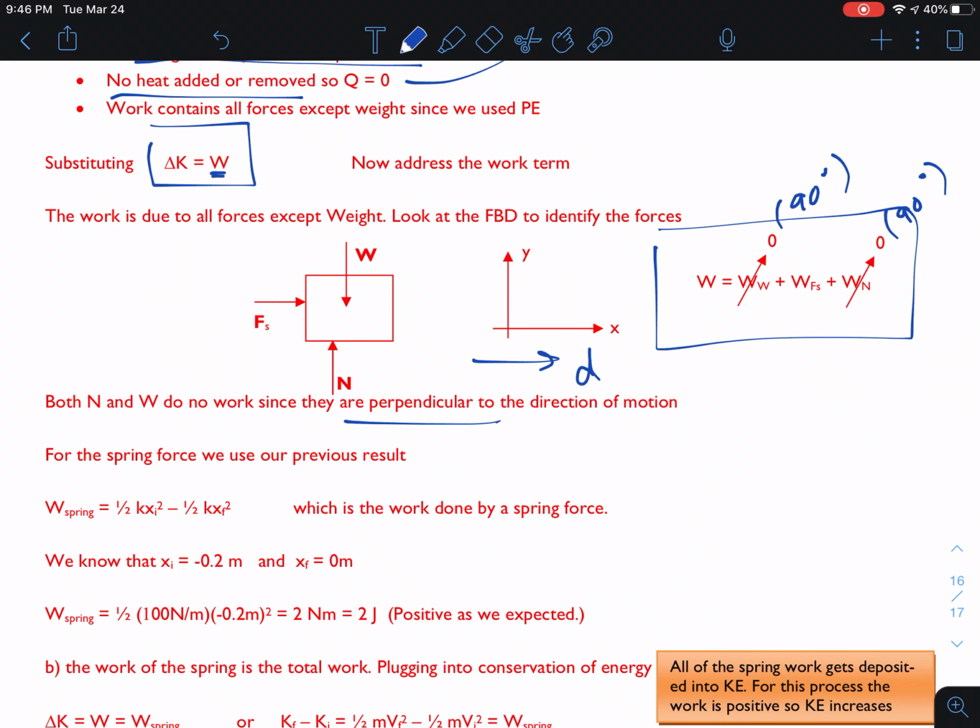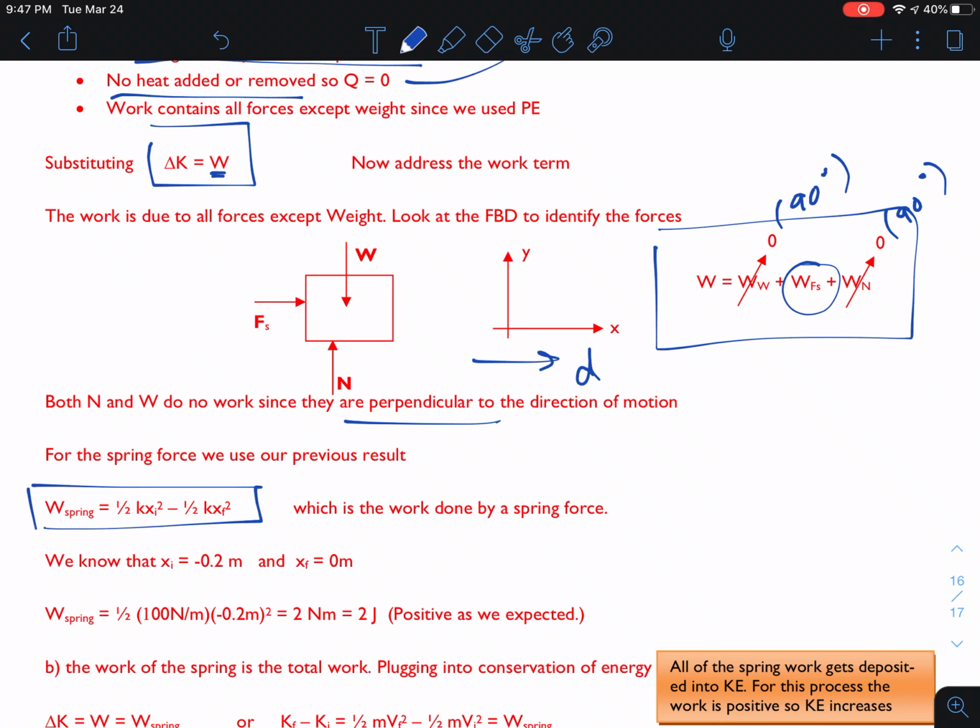And again, it says it here. Then we just have one term left, right? So we're going to think about that. And the work by the spring is, we already found this, right? This is the equation. It's in the equation sheet as well. And we can find out what the work done by the spring force is.